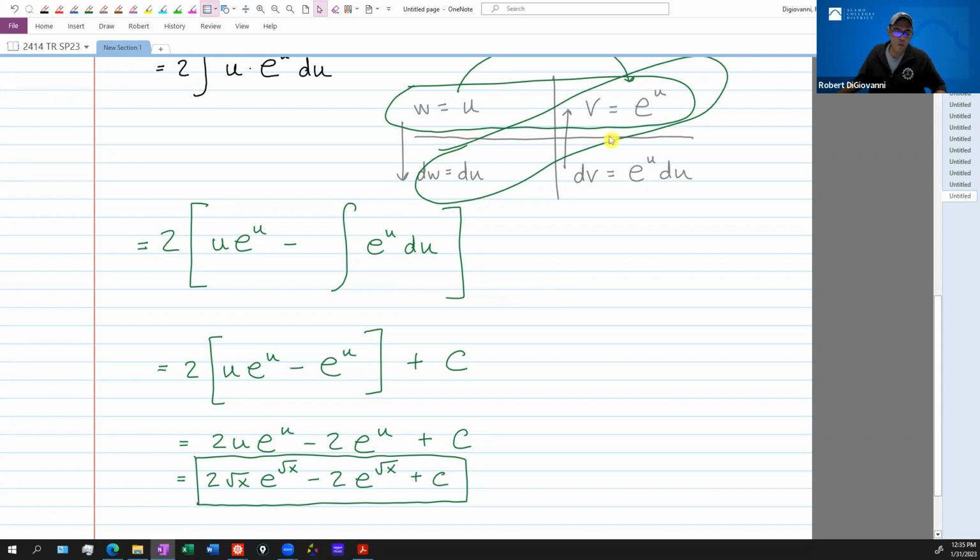Does anyone have a question of why on my table of integration I use W instead of U? Anyone have a question on that?